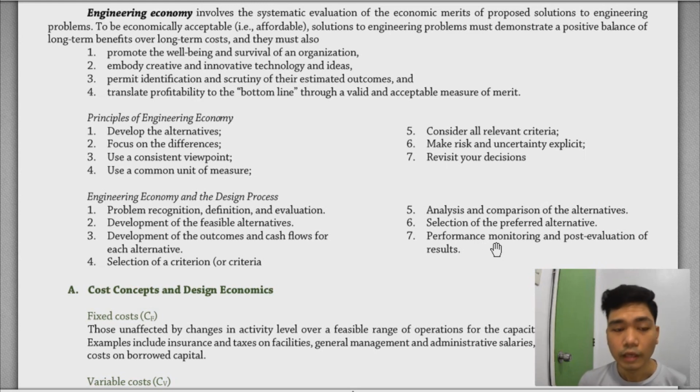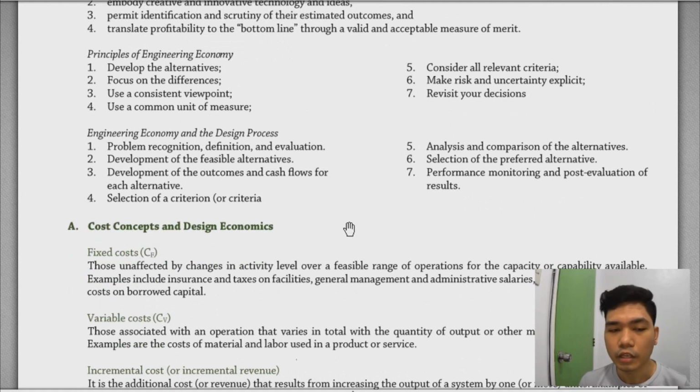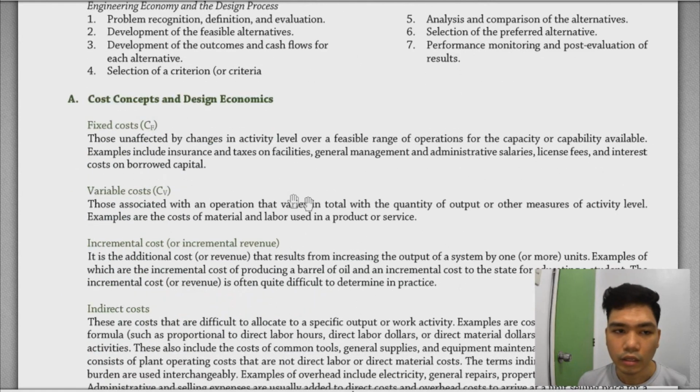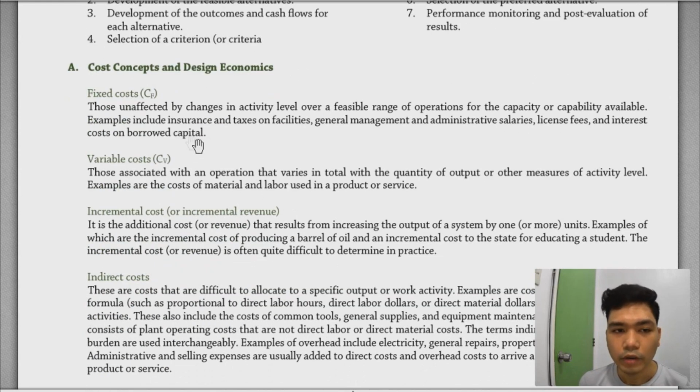Now, these concepts or this design process will not be complete without the terms that are always used in engineering economy. And I want you to memorize these terms. I mean, not exactly the definition, but some of the ideas behind these cost concepts. Okay, and the first one is the fixed cost. And when we talk about fixed costs, we're referring to the cost that is unaffected by changes in activity level over some feasible range of operations. Now you can read it from here.